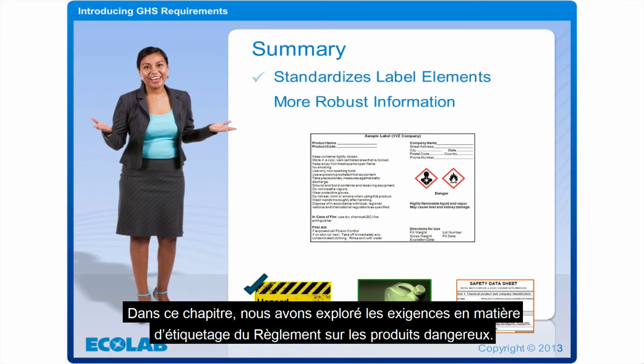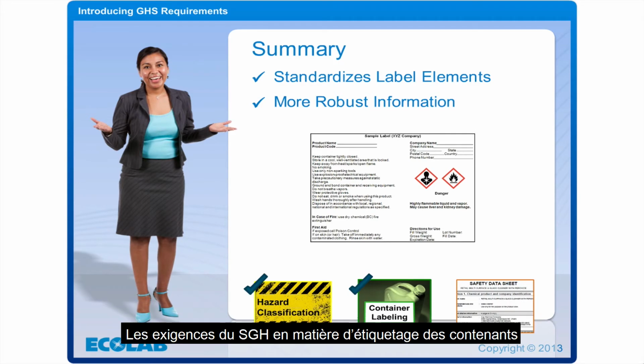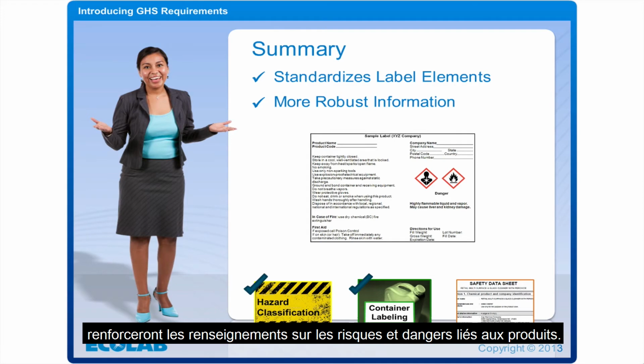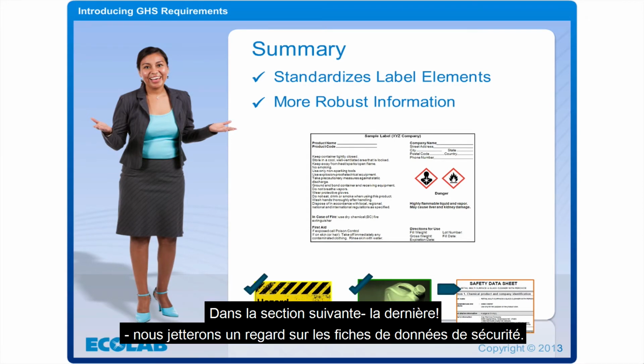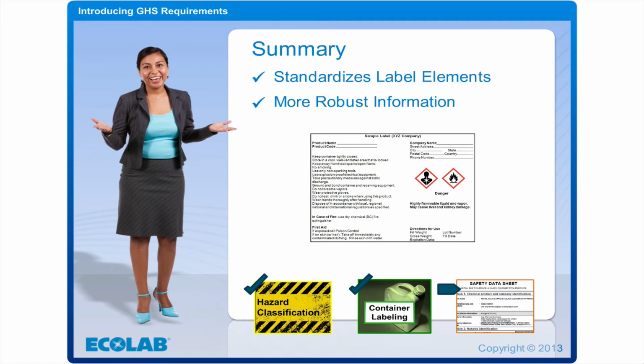In this section, we explored the labeling requirements of the GHS regulation. GHS container label requirements will provide more robust information about the product's hazards. In the next and final section, we'll take a look at safety data sheets.